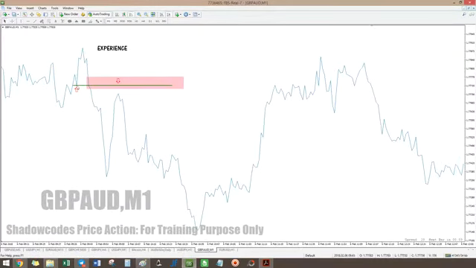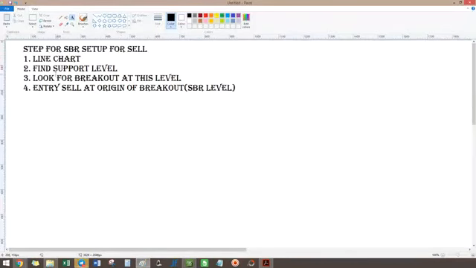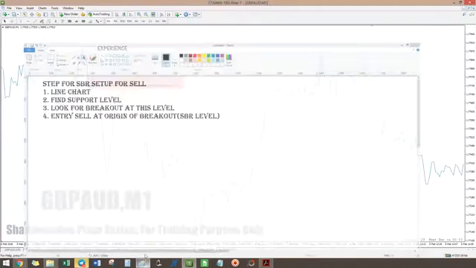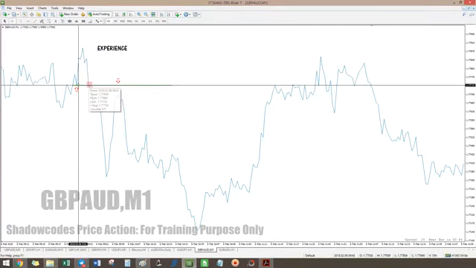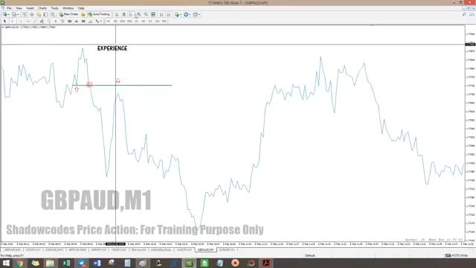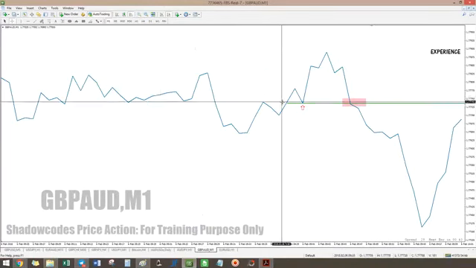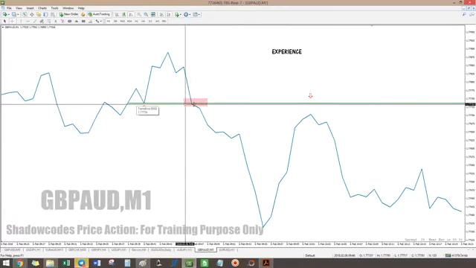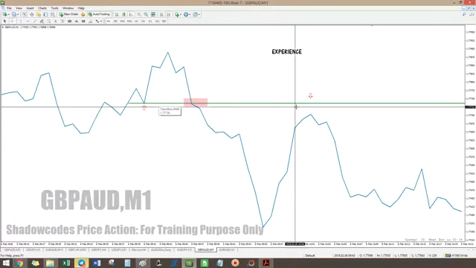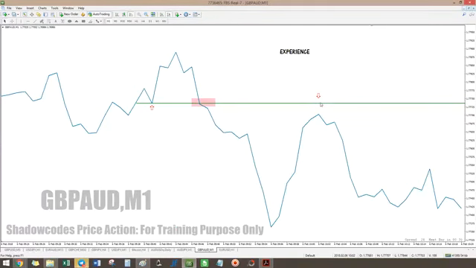Okay, look, find the support. Find line chart, find support level, find the breakout. Breakout is here. The breakout. Okay, you see the breakout. Where is the place it's break? Over here. Okay, over here is the place it break. At this level is the origin of breakout. So we'll be entering sell limit here.